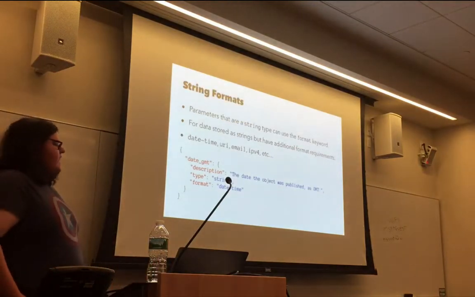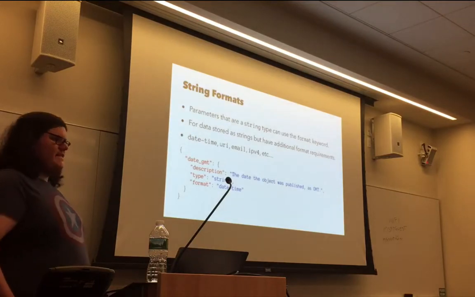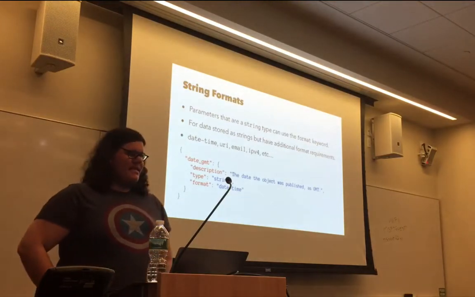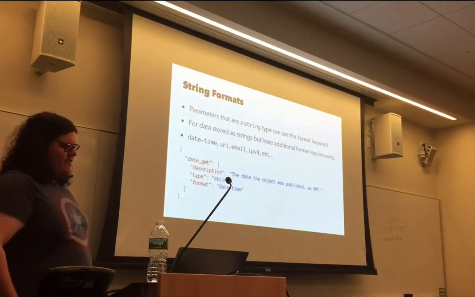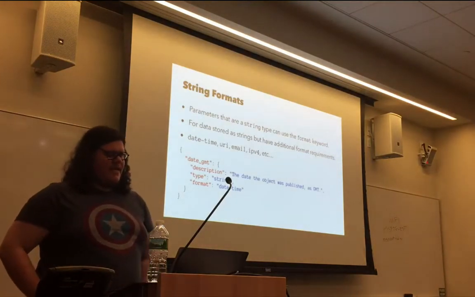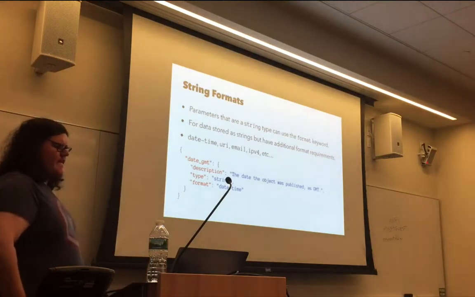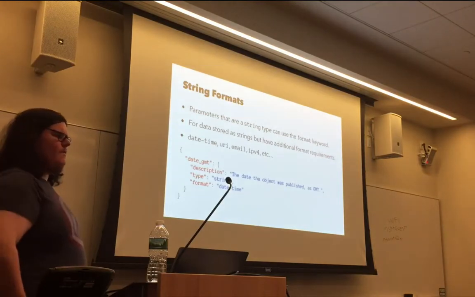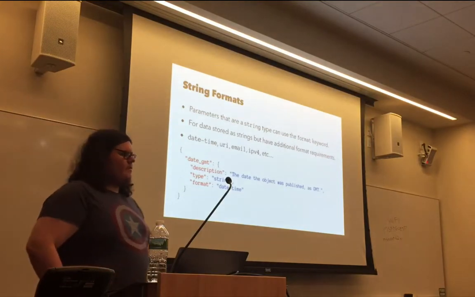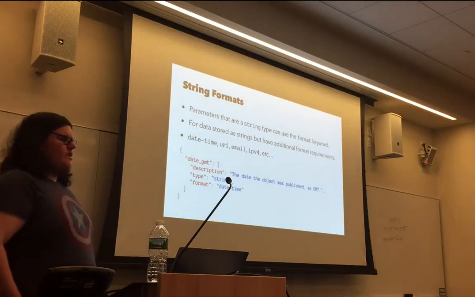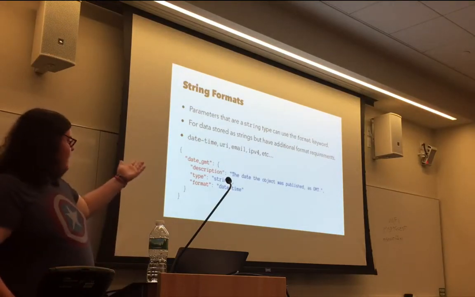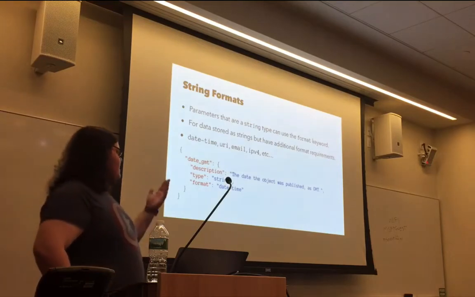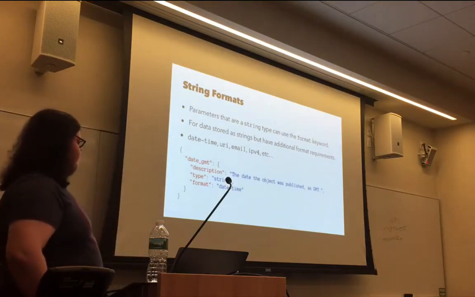If you're thinking back to the defined formats, you might be confused. How do you express things like dates or emails, more complex data types? Parameters that have a string value type can use the format keyword. This is useful for data that is stored as strings but have additional formatting requirements. These are formatting requirements that might be consistent across different implementations, and you can actually say this is a date time, or this is a URL, this is an email, IPv4 address.